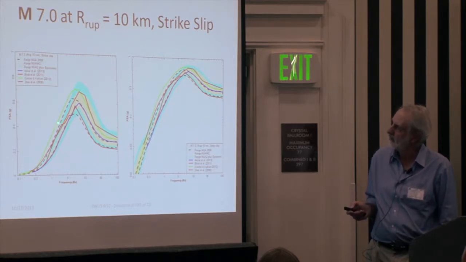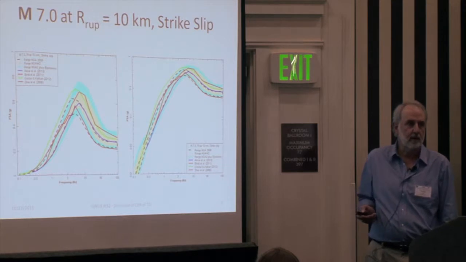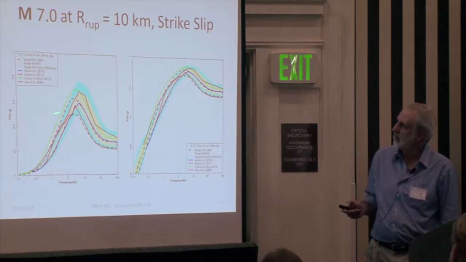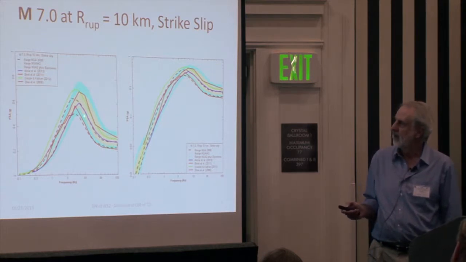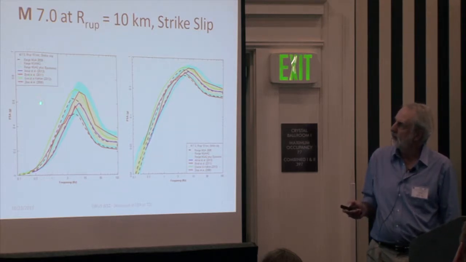So on this plot, the yellowish color is the range of the predictions for magnitude 7 at 10 kilometers, strike slip, from the NGA West 2 models. The blue line is the added epistemic uncertainty coming from the model of Abrahamson and Young, basically looking at the uncertainty in the medians of each model and adding that to expand the range. The dashed black lines are the range of NGA West 1. And then the four colored curves are the predictions from the four additional models: Akkar et al., Bindi et al., 2011, Graizer and Kalkan, and Zhao et al., 2006.